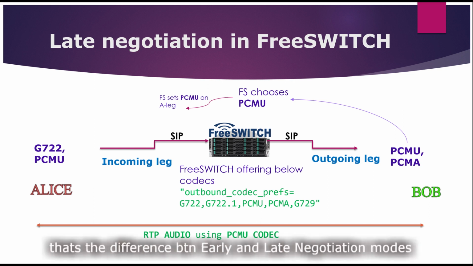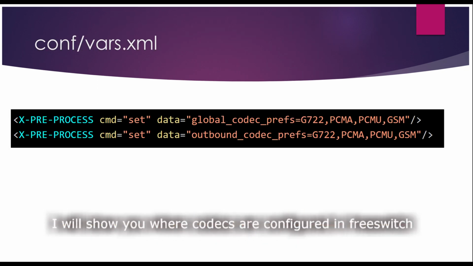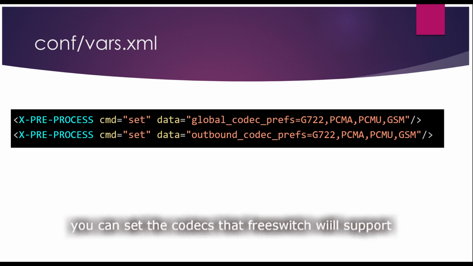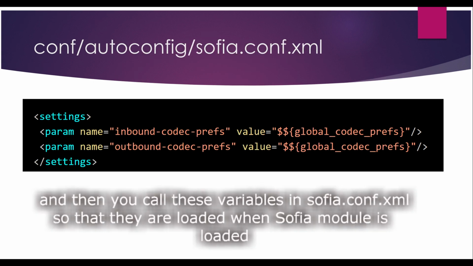That is the biggest difference between early negotiation mode and late negotiation mode. I hope you can differentiate that as I go into showing you where this stuff is done in FreeSWITCH. I will show you where codecs are configured in FreeSWITCH. You can set the codec strings or the codecs that FreeSWITCH will support as global variables, and you define this in the variables configuration file. And then you call these variables under the Sofia configuration so that when you start FreeSWITCH, Sofia will look at this configuration and pull in these codecs.